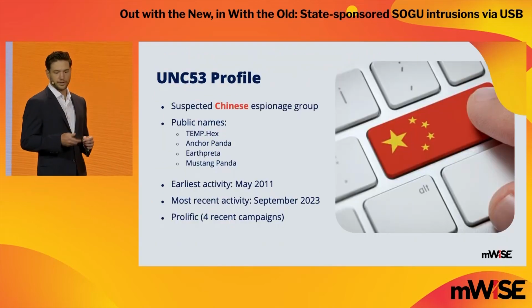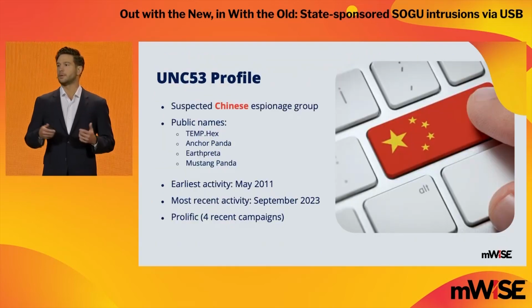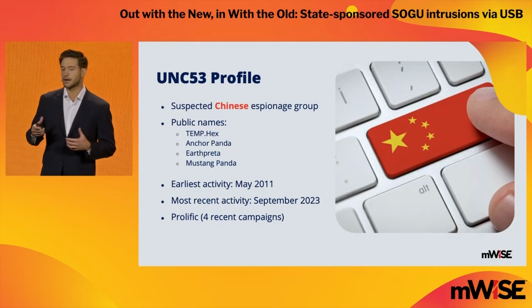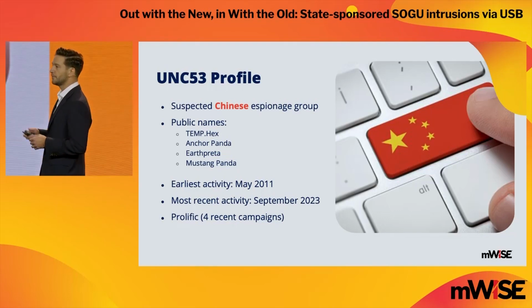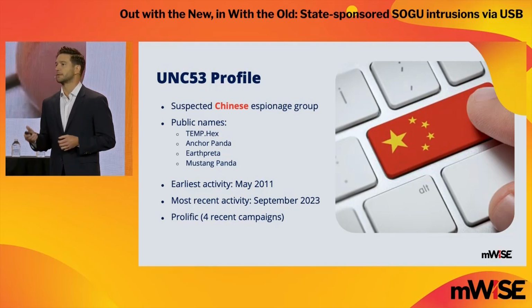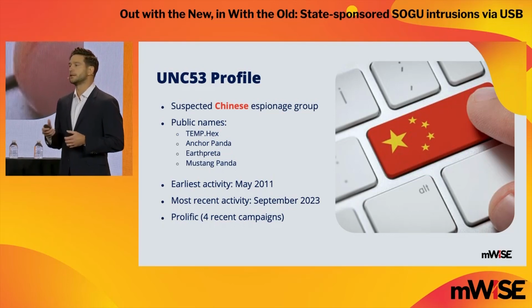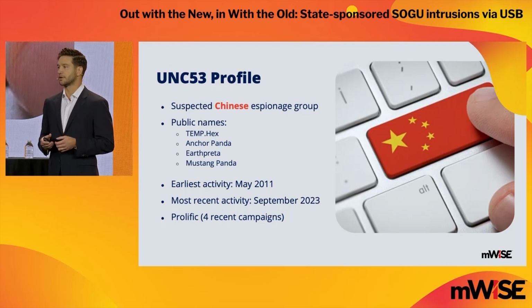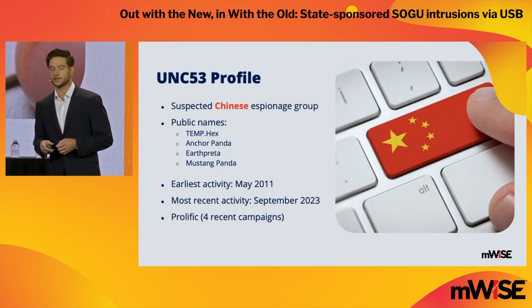Now, UNC53 is a Chinese espionage group with other public names such as Tempex, and our UNC53 cluster shares substantial overlaps with what other companies track as Anchor Panda, Earth Preda, and Mustang Panda. To be clear, these clusters are not one-to-one with our UNC53 cluster. It's just worth noting there are substantial overlaps.